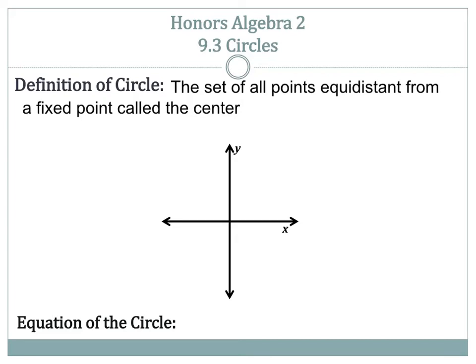Alright, our next conic section is a circle. Definition of the circle: the set of all points equidistant from a fixed point called the center. Alright, so let's put on our center. Here's our center. We're going to call it (h, k).